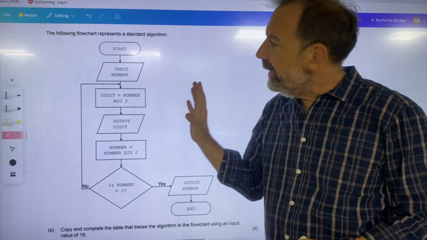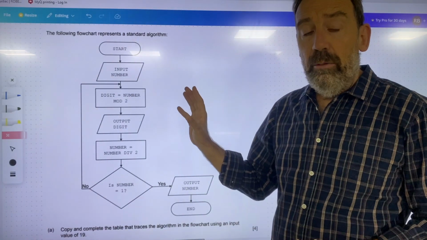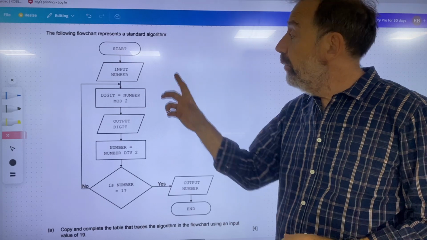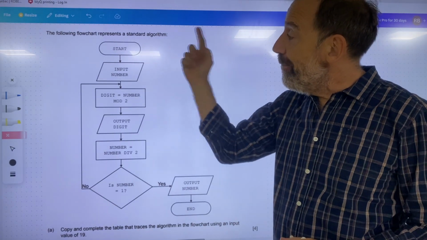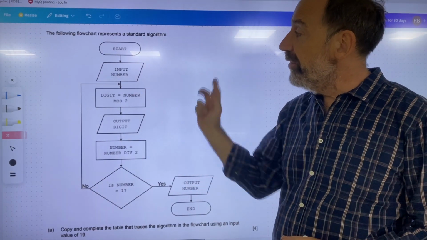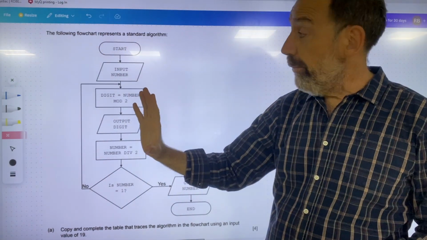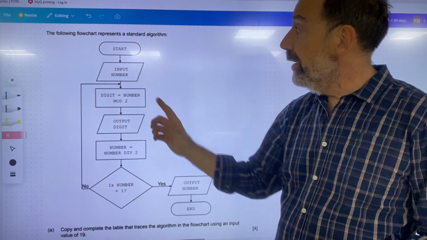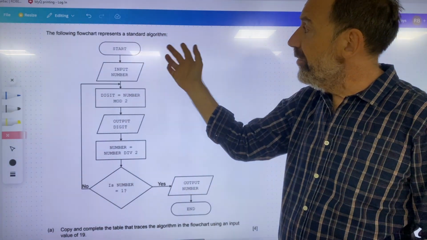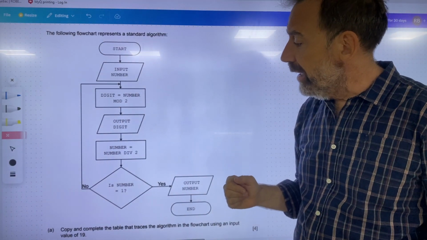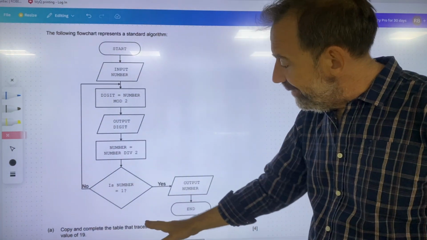Okay, today we're going to have a little look at a flowchart, and we're going to do a trace table. We're going to produce a trace table based on this information that's in the flowchart. This is from an IB past paper. The following flowchart represents a standard algorithm. What we're going to do is copy and complete the table.